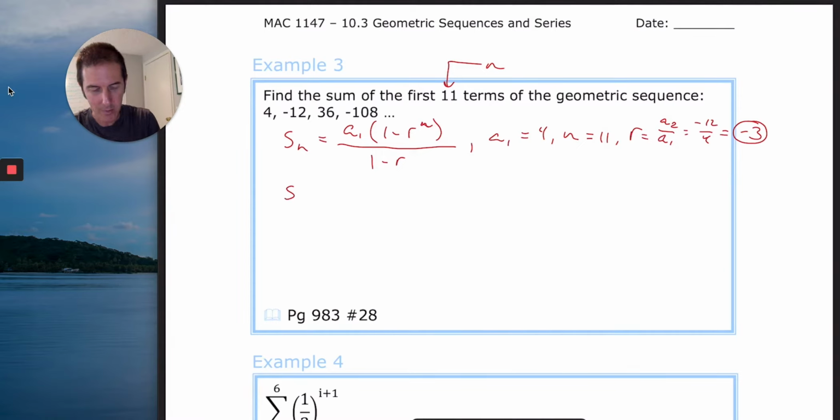So S sub, don't write S sub n. We know what n is. It's an 11. Put an 11 in there. S sub 11, the sum of the first 11 terms. Here's my fraction. A sub 1 is 4 times 1 minus, careful here, negative 3. I'm putting it in parentheses.